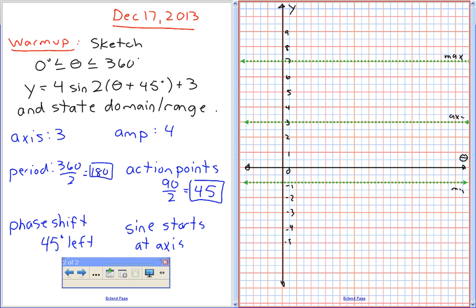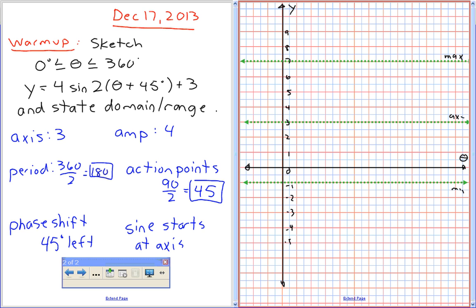So as Lucy correctly said, your axis here is going to be 3. Right, Nate? The axis here is going to be 3. You're going up 4 to get your max, going down 4 to get your min. Okay, Maddie, what else can I do to this graph, if anything? Good, that's true.